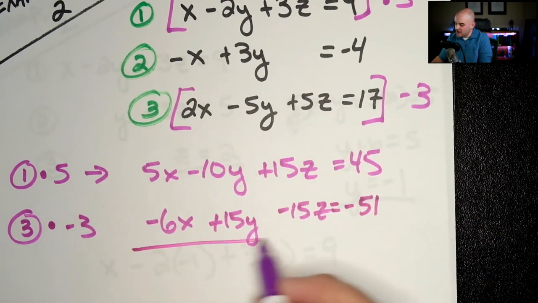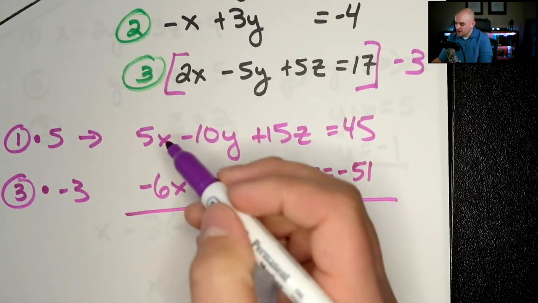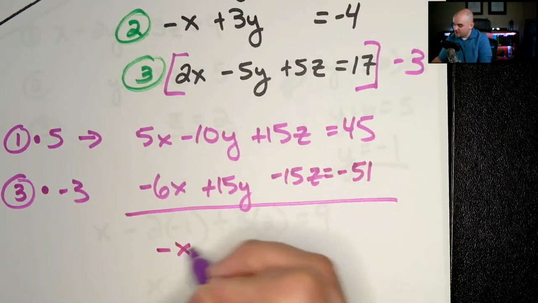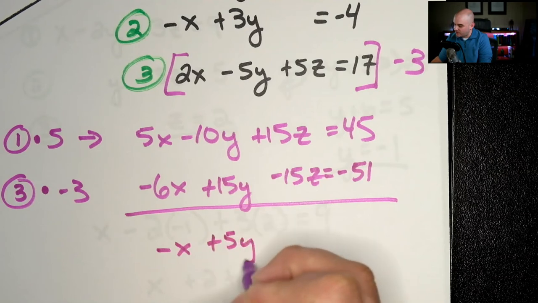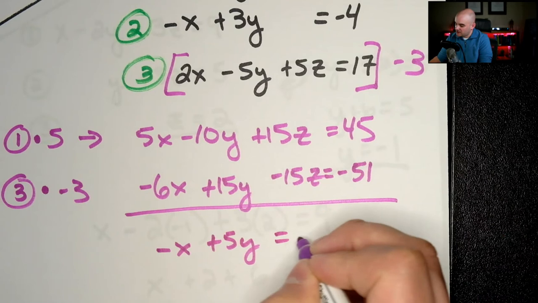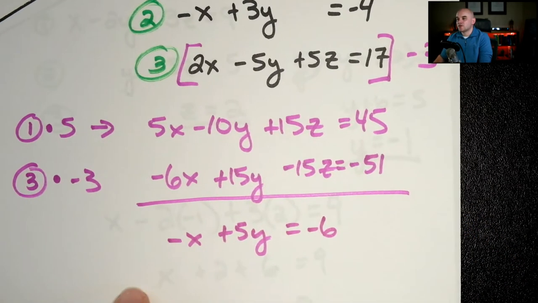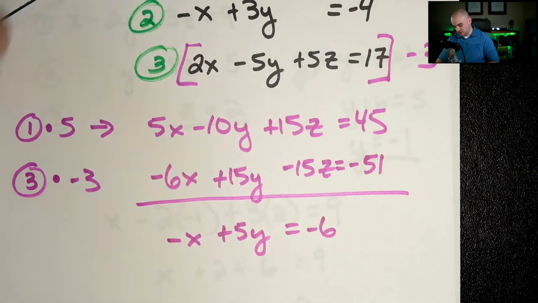And now I can add these equations, and I'm eliminating the z here. So adding these equations, I get negative x plus 5y. These z's cancel out, and then this is going to give me equal to negative 6 when I say 45 plus negative 51. So this gives me a whole new equation. Notice it's still in two variables, and I'm going to call this equation 4.